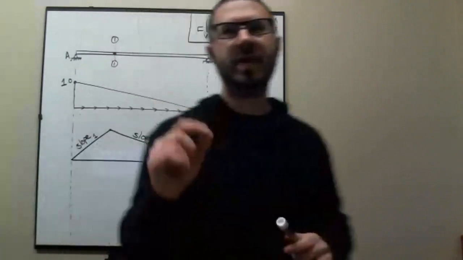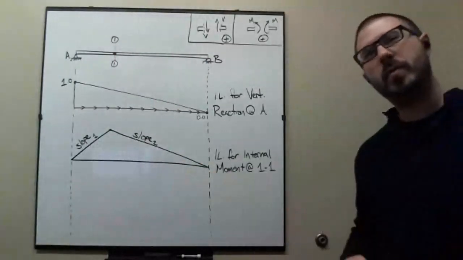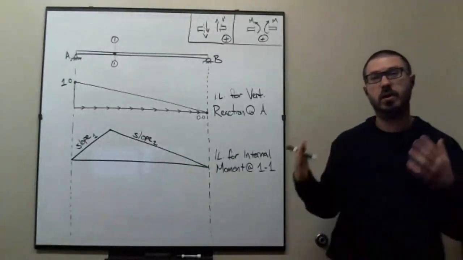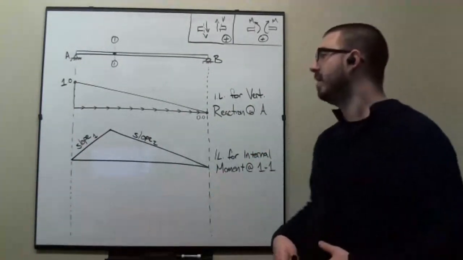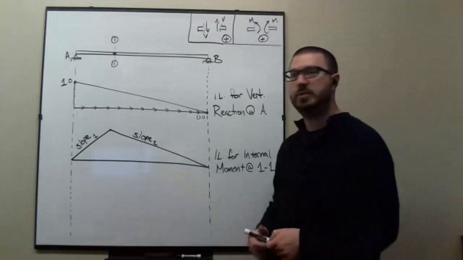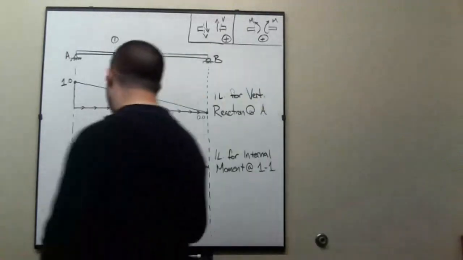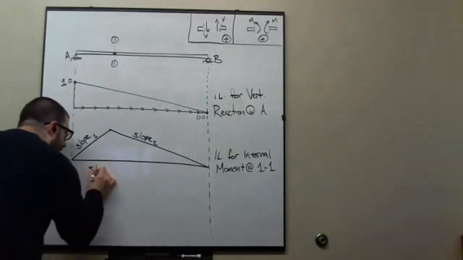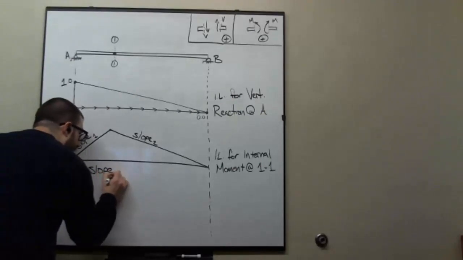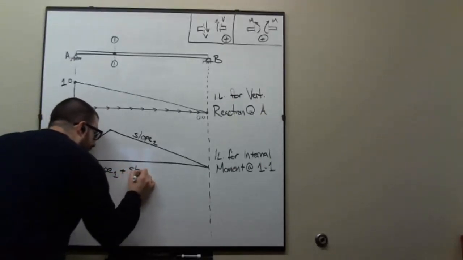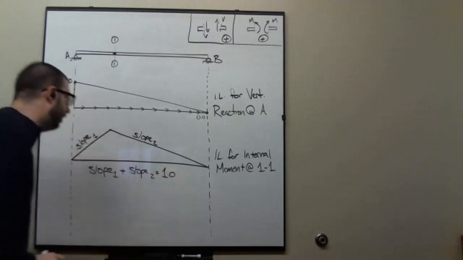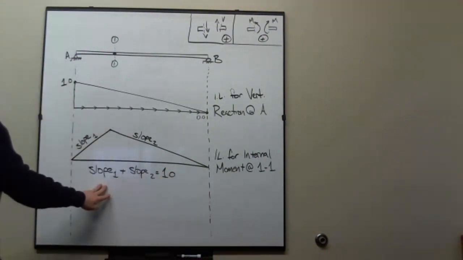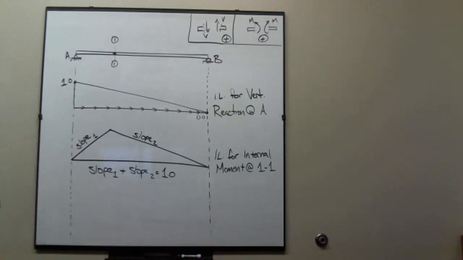Remember, we said that we're moving it through unit rotation. Well, remember when we were talking about deflections, we said that in our world, slopes and rotations are sort of synonymous. So I propose that we figure this out such that slope 1 plus slope 2 equals 1. That's the unit displacement that we do for the internal moment at a particular point.